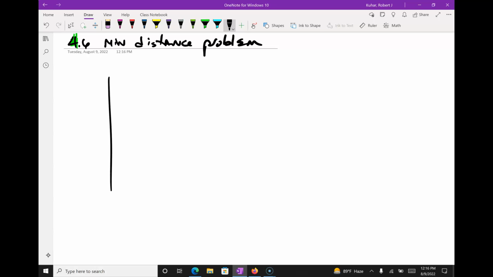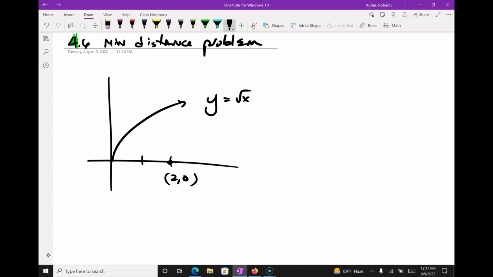So let's look at a similar problem. Let's see what happens if we do square root of x again, y equals square root of x. And let's use the point 20 here. And we want the minimum distance from that point to the curve. And we want to show that that min distance will be perpendicular to the tangent line.